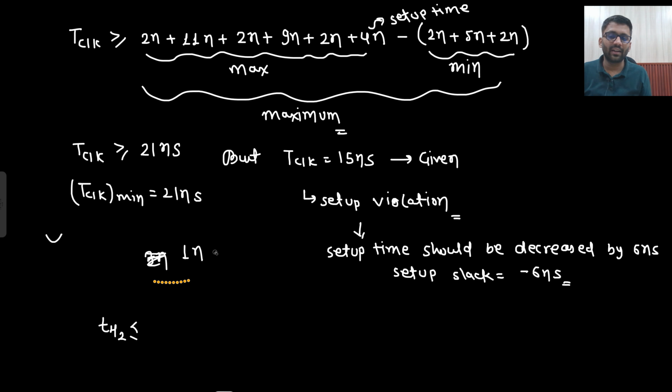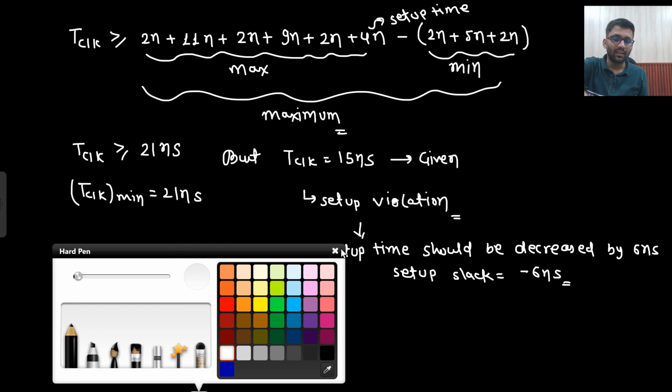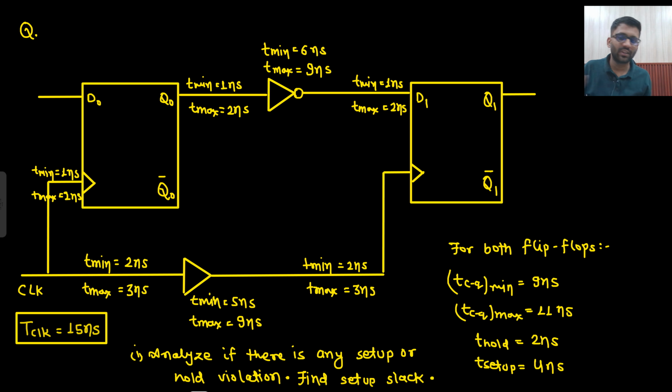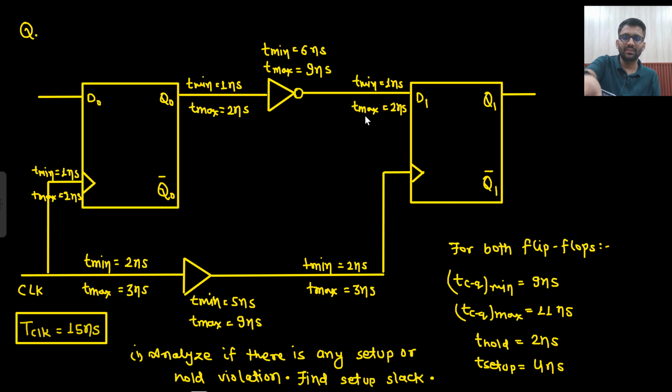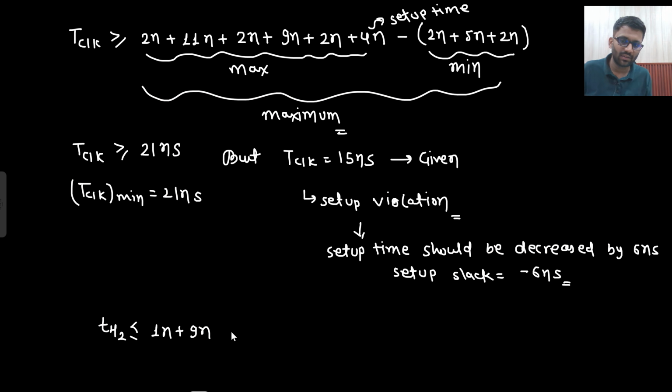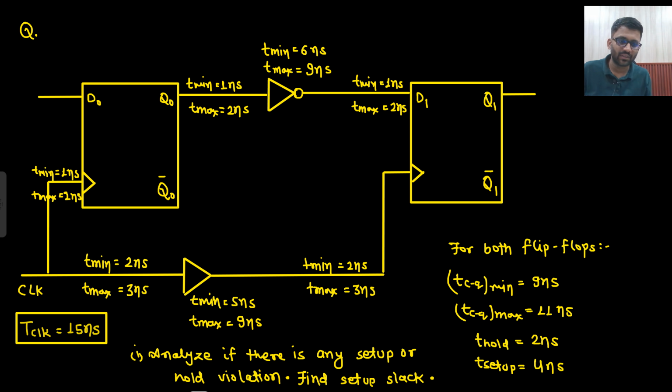So now what am I going to take? I am going to take the minimum possible values, because I want it to be less than the minimum. So first all the delays I will take: 1 nanosecond plus 9 nanosecond plus 1 nanosecond plus 1 nanosecond plus 6 nanosecond plus again 1 nanosecond.